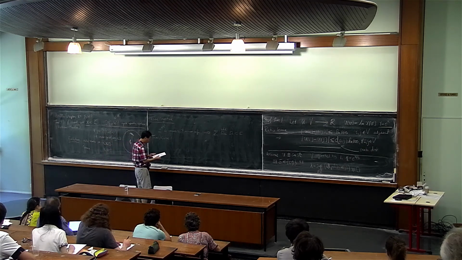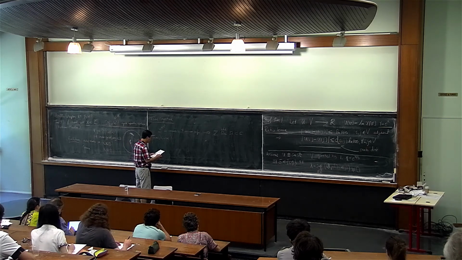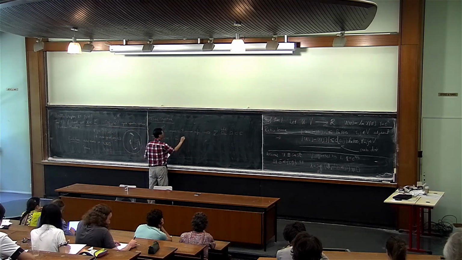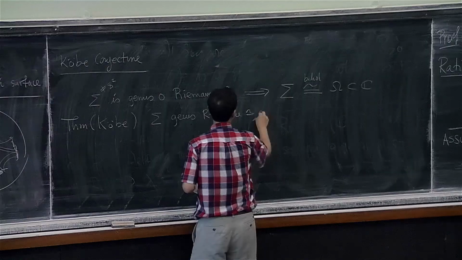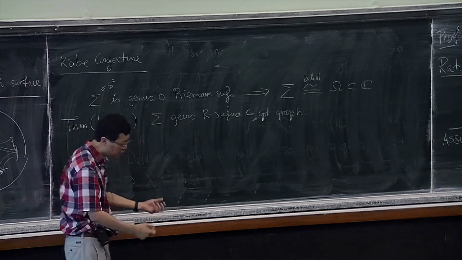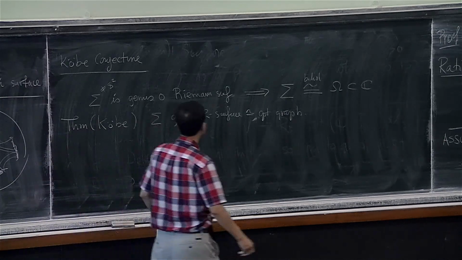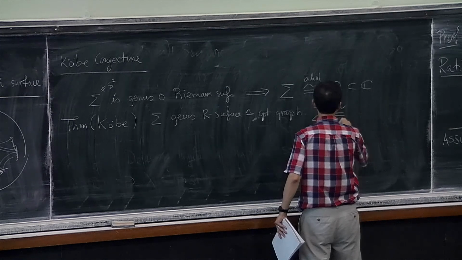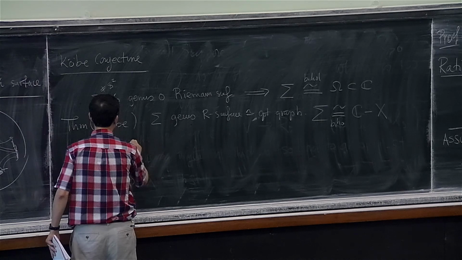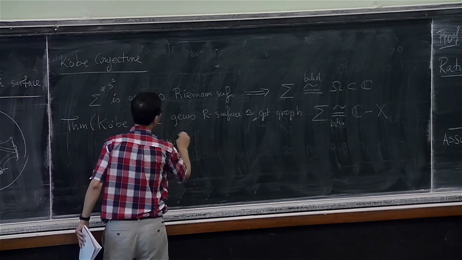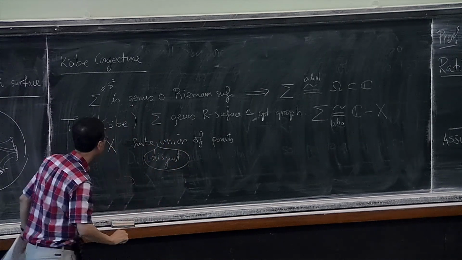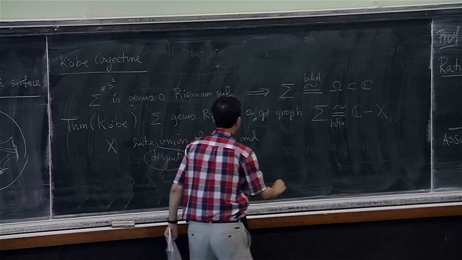And here is what Koebe proved. His theorem says that if sigma is a genus 0 Riemann surface homotopic to a compact graph, so it's of finite type, so this Riemann surface is a two-sphere with a finite number of holes and points removed, then sigma is biholomorphic, it's analytically the same, to C minus X, where X is a finite disjoint union of points and round closed disks.